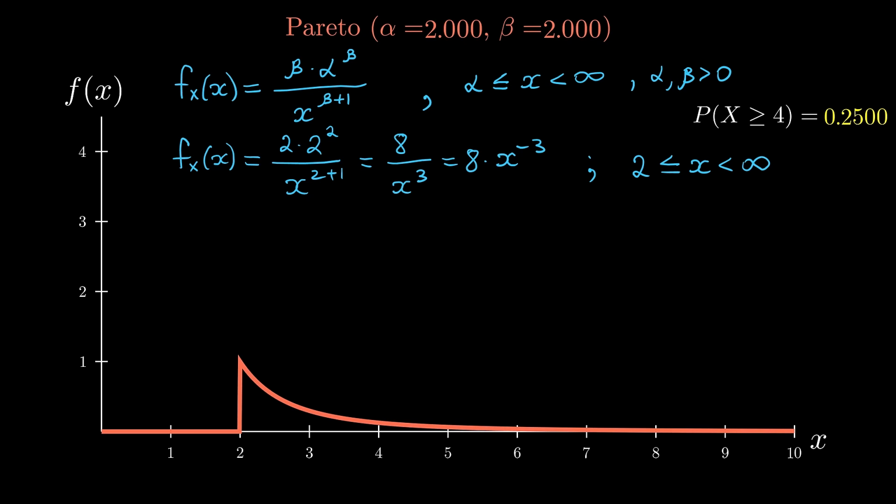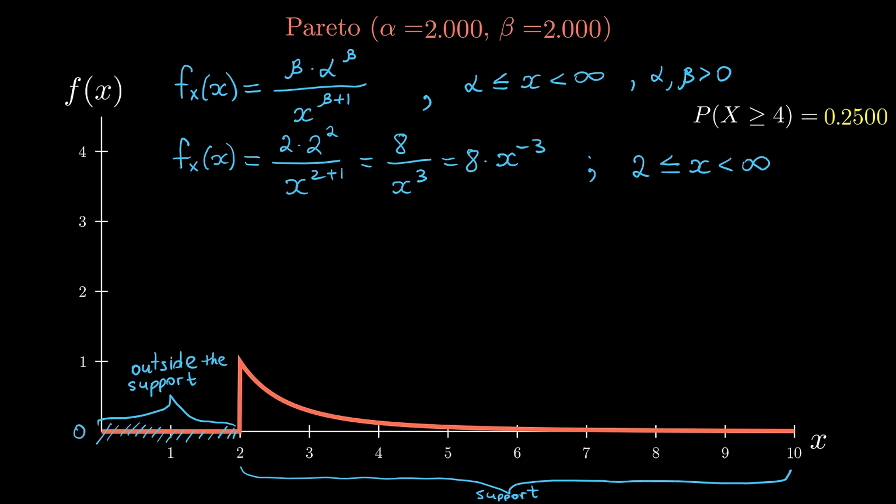Okay, great, and now let's connect this to the visual. Notice that this segment here is outside the support. We're at 0 here. A complete description of the PDF would include that part where the PDF is 0. And let's verify one thing. We have here this statement that the probability that x is greater than or equal to 4 is 0.25. Essentially, we're saying that the area under the tail to the right of 4 is 0.25.